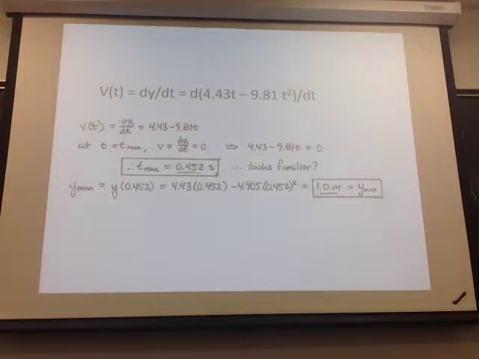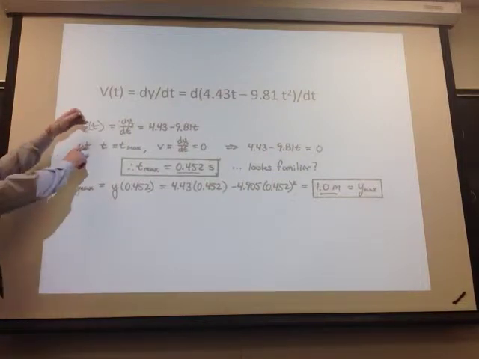Okay? Do you understand? Yeah. Okay. So you put t into the original equation for y, right, because the original equation for y was 4.43 times t minus 4.905 times t squared. Right? Oh, okay.